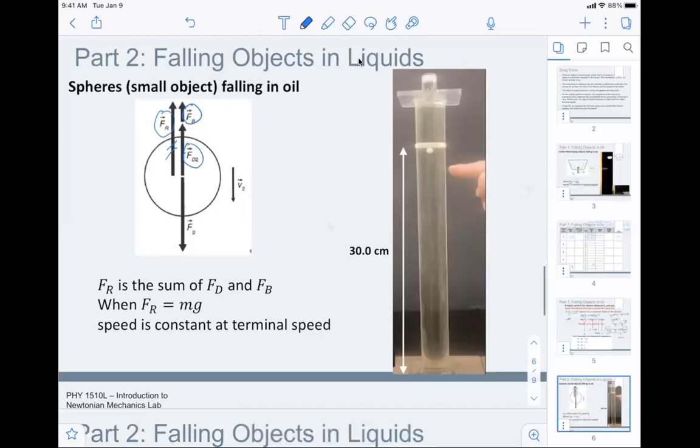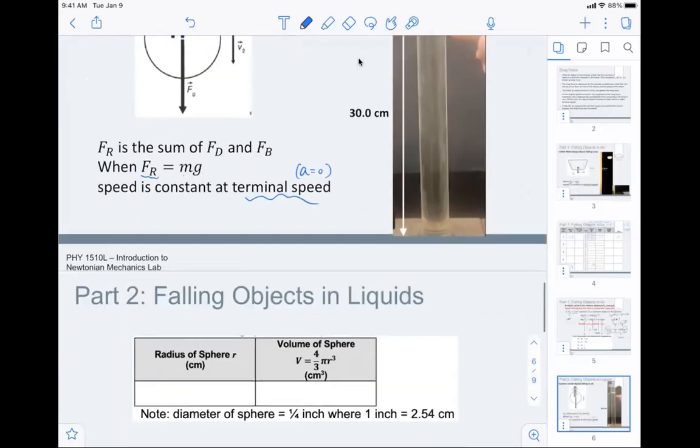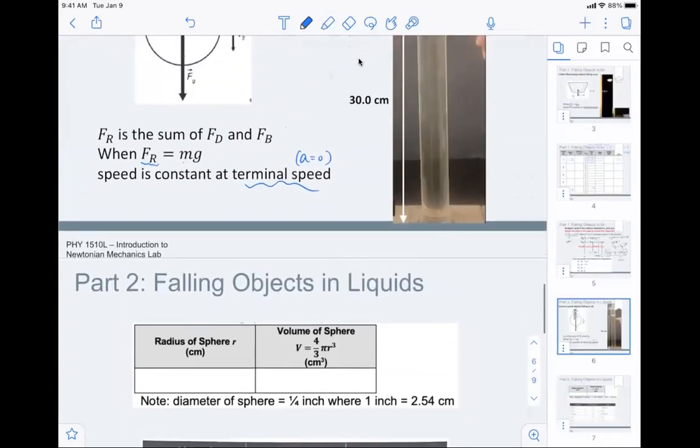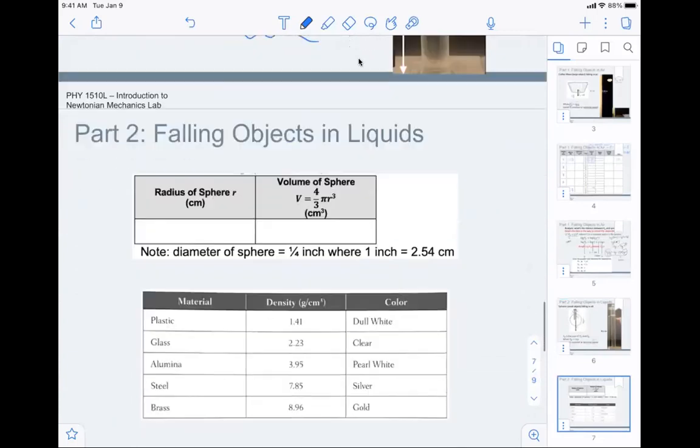So when the object reaches terminal speed, meaning that the total force upward is equal to the total force downward, which gives you zero acceleration. In this case, the sum of your buoyant force and your drag force is equal to gravity, mg. Okay, so not just one of them, but both of them.